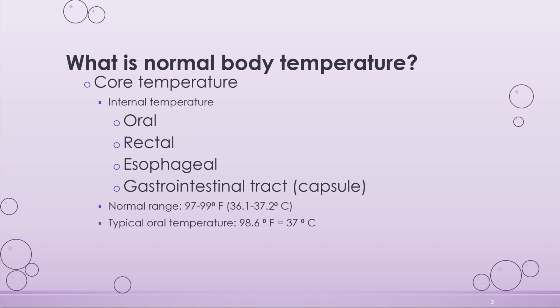Rectal temperature, the normal range for rectal temperature is slightly higher than oral temperature. It is usually between 98.6 and 100.6 degrees Fahrenheit. Esophageal temperature is measured by placing a probe into the esophagus. The normal range is similar to rectal temperature, typically falling between 98.6 and 100.6 degrees Fahrenheit.